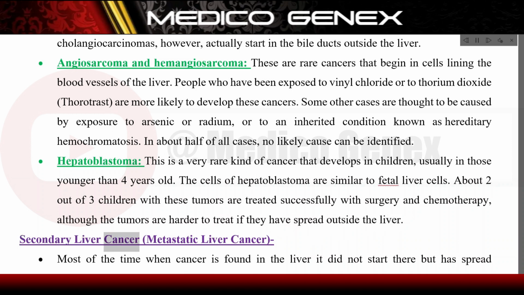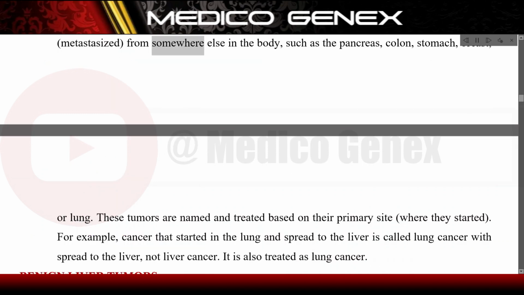Secondary liver cancer, metastatic liver cancer. Most of the time when cancer is found in the liver, it did not start there but has spread, metastasized, from somewhere else in the body, such as the pancreas, colon, stomach, breast, or lung. These tumors are named and treated based on their primary site, where they started. For example, cancer that started in the lung and spread to the liver is called lung cancer with spread to the liver, not liver cancer. It is also treated as lung cancer.